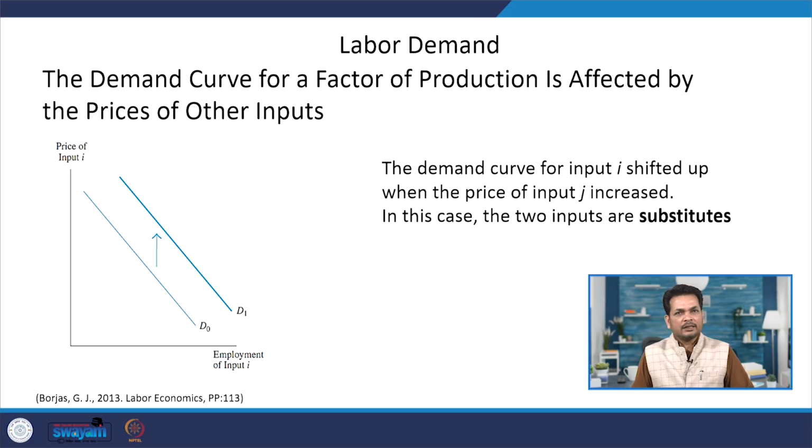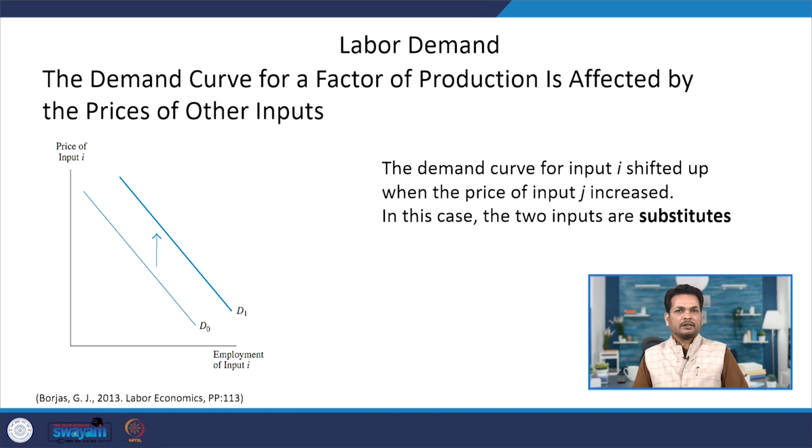So, the inputs are complements when both respond exactly in the same way to a rise in the wage of the factor input j, which means these two inputs go together. Now, here you can see how there is a shift in the demand curve for the factor of production, which is affected by the price of other inputs.